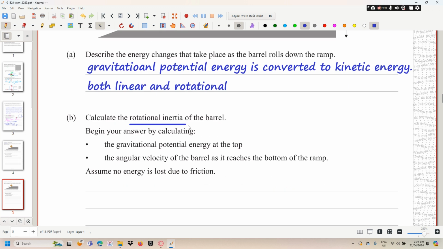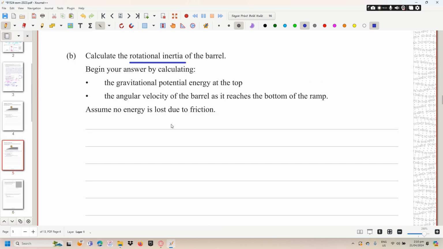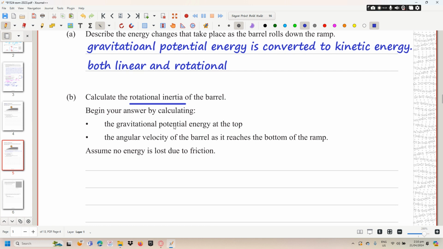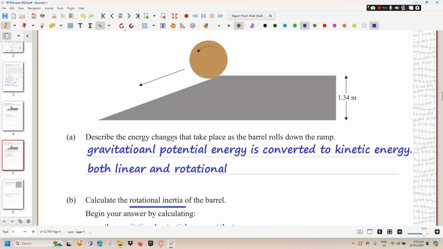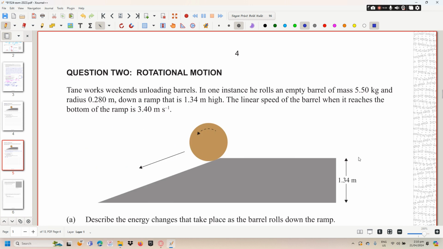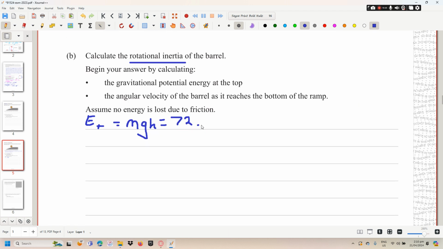Right. Calculate the rotational inertia of the barrel. And so they give us a few steps of how to do this, and they give us quite a bit of room. The gravitational potential energy at the top. So the total energy of the system is equal to the gravitational potential energy at the top, which is mgh. Okay, we know the height of the ramp, we know gravity, and we know the mass of the barrel. So m is 5.5, g is 9.81, height is 1.34. Put the numbers in, you're going to get 72.3 joules. That's the total energy of the system.